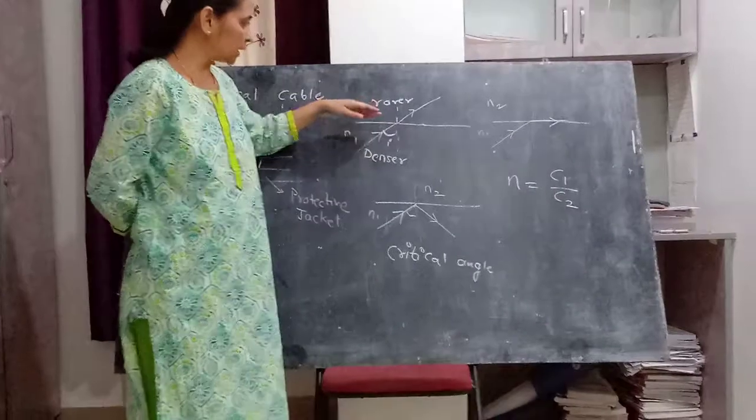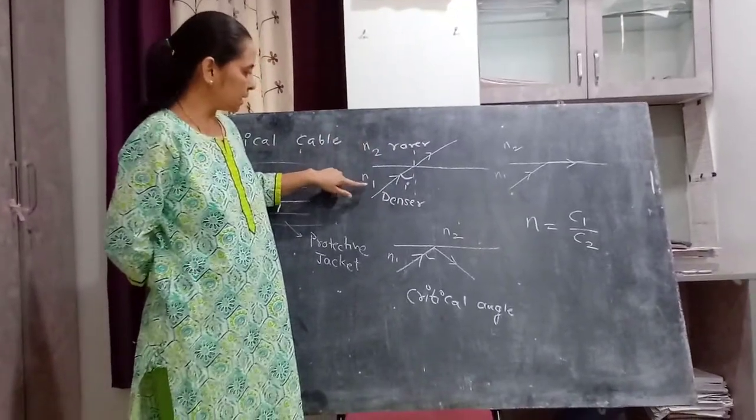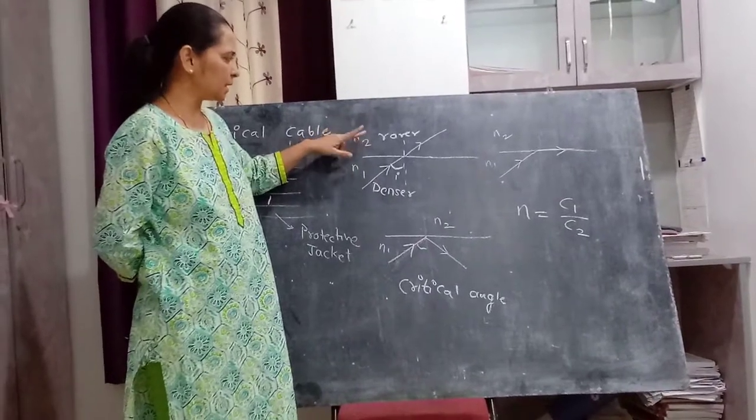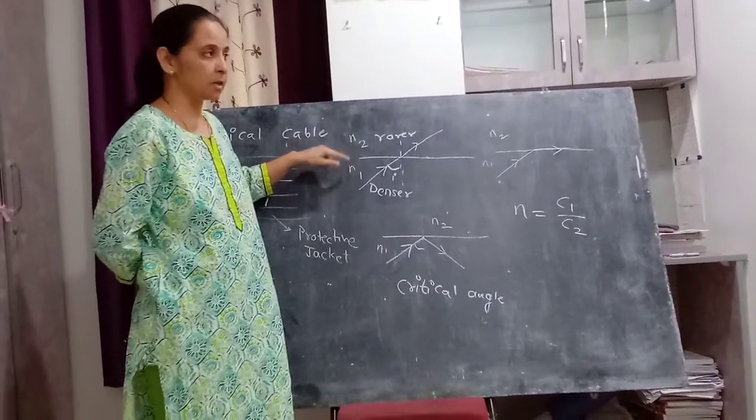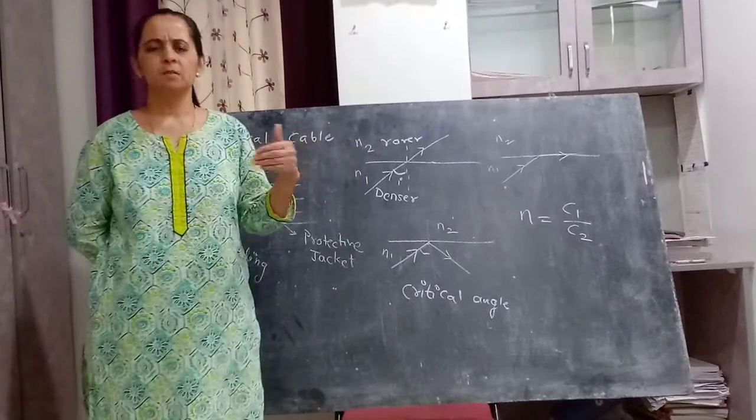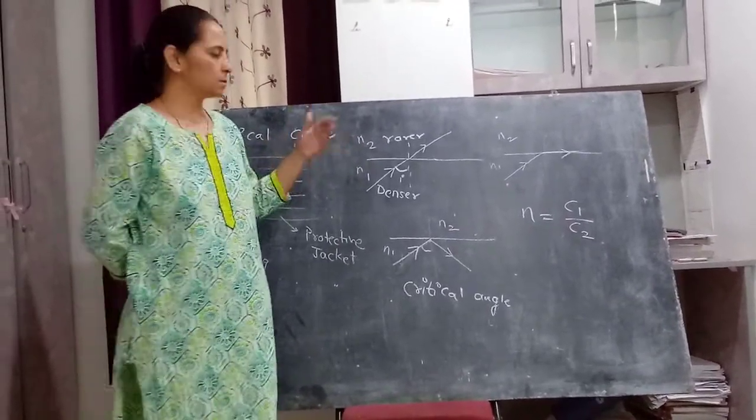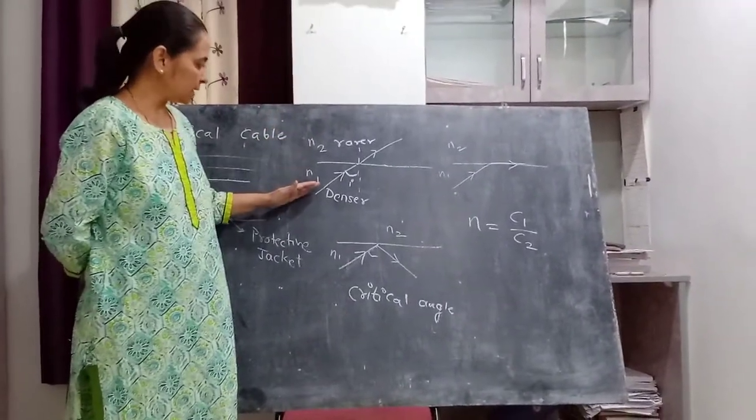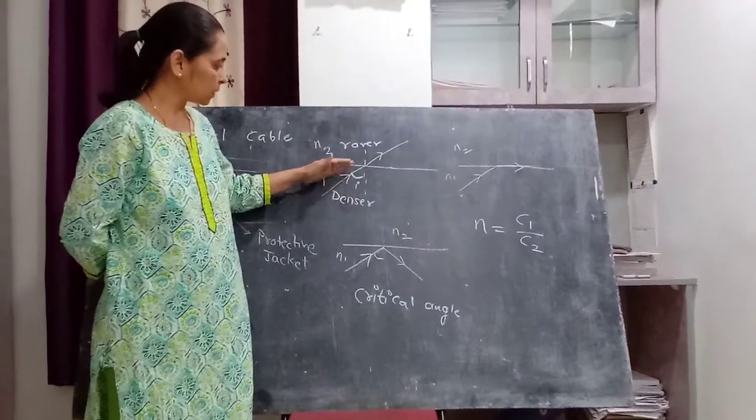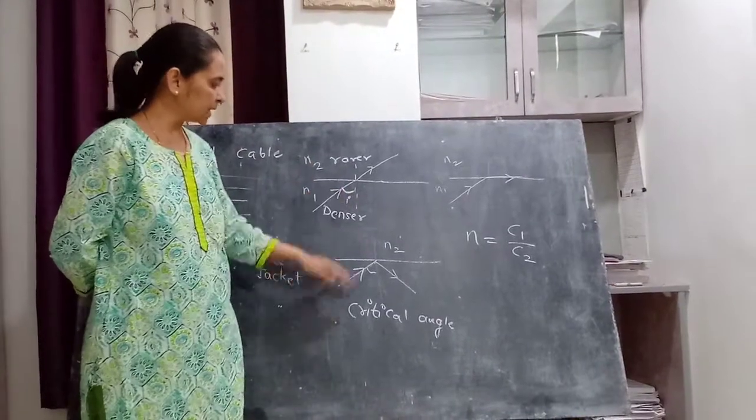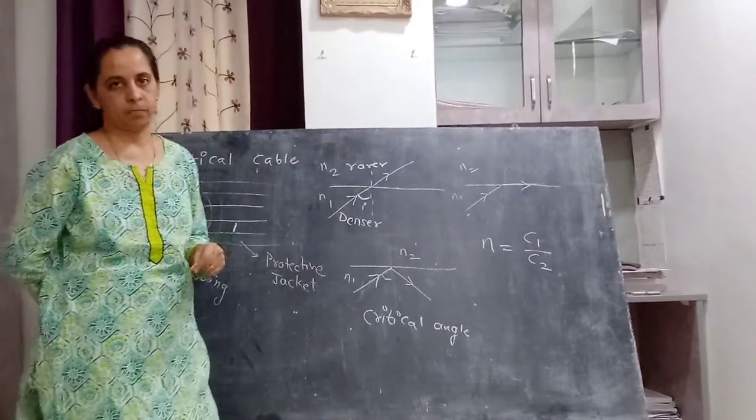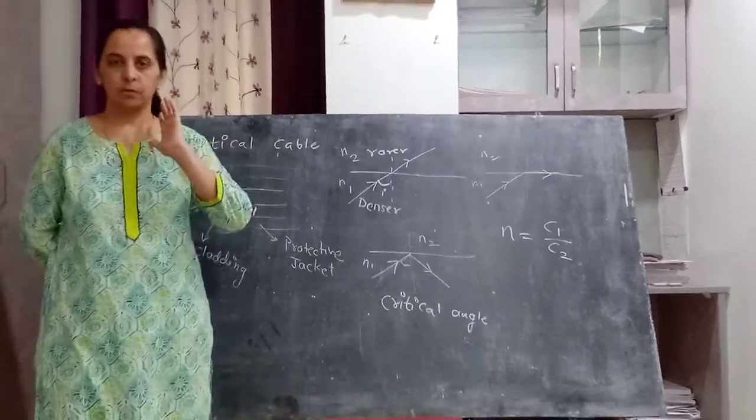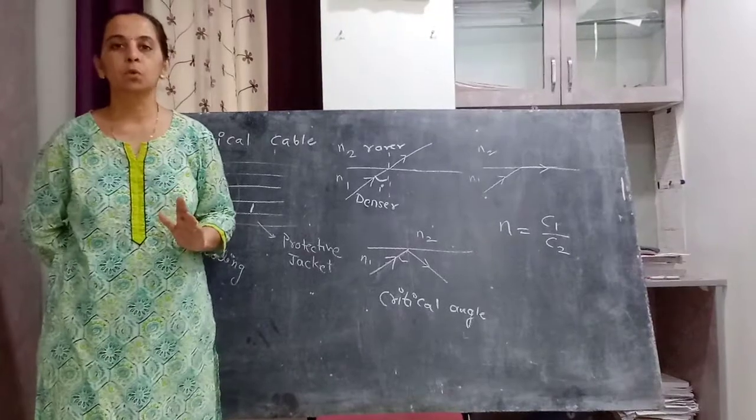So here in this diagram, N1 is say your core and N2 is your cladding. Both are of the same material, but the refractive index is different. How to reduce the refractive index? Just by adding impurities, you can lower the refractive index, right? So the light is traveling say from the core. If the angle of incidence is less than the critical angle, the light goes outside into the cladding. Okay, we want the light to travel only through the core.